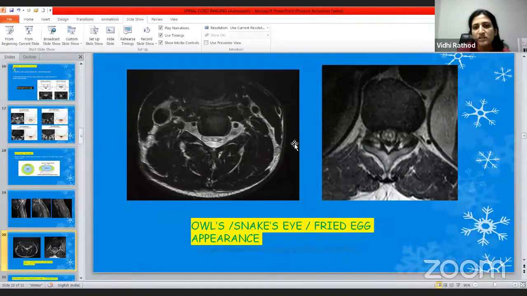This kind of appearance is not only seen in Hirayama's, it is also seen in ischemic myelopathy, spondylosis, and also in OPLL.